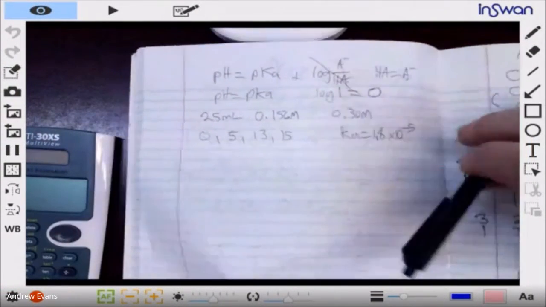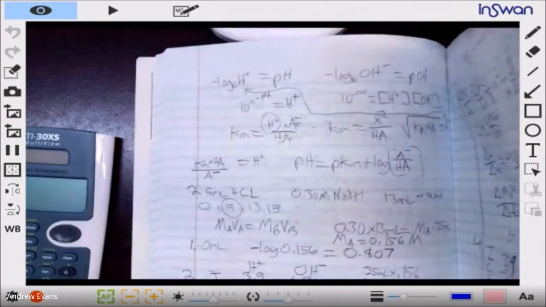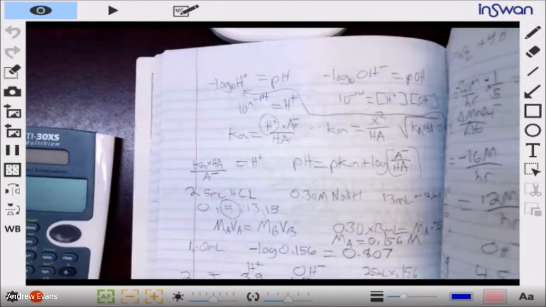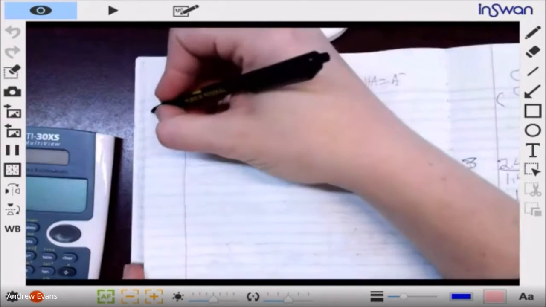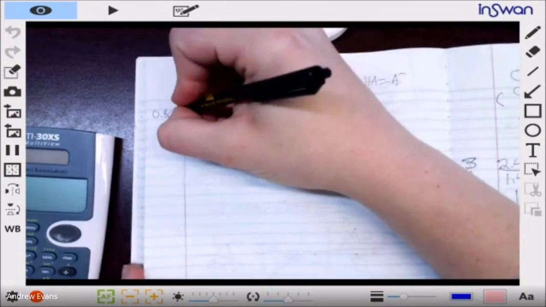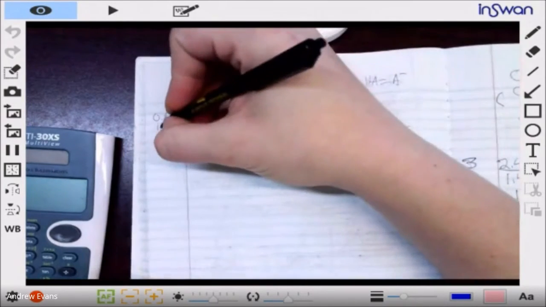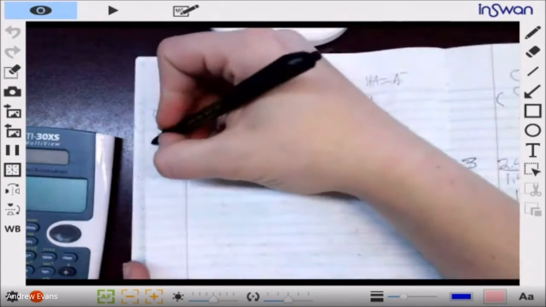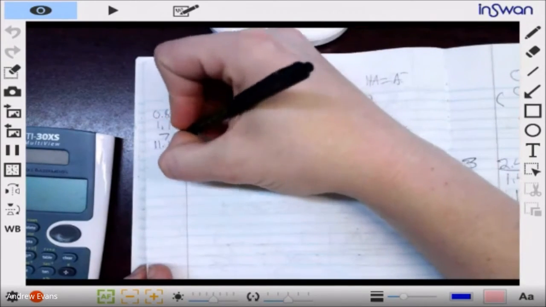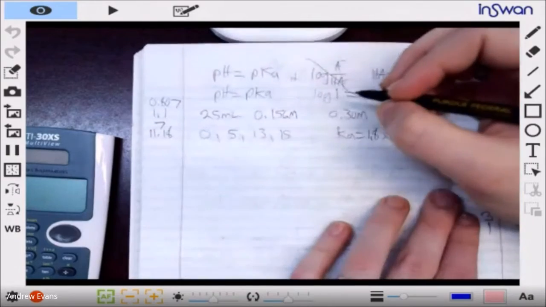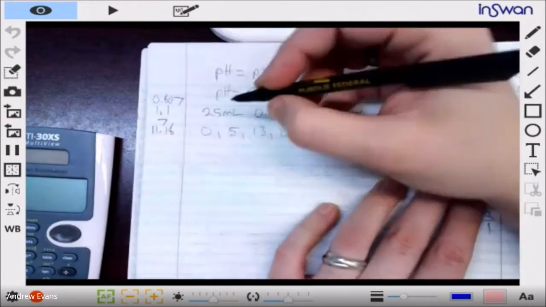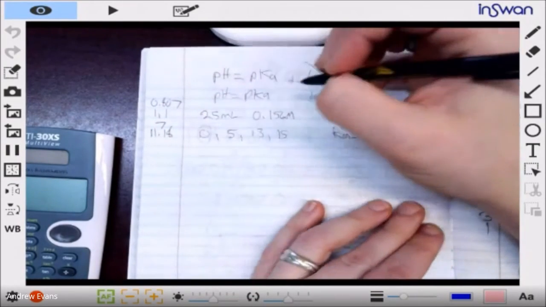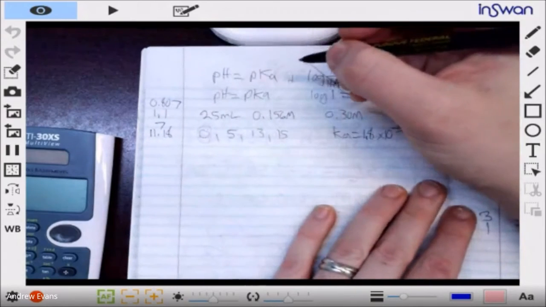Quick reminder for this one. We had 0.807, we had 1.1, we had 7, and we had 11.18. Those were our pHs.